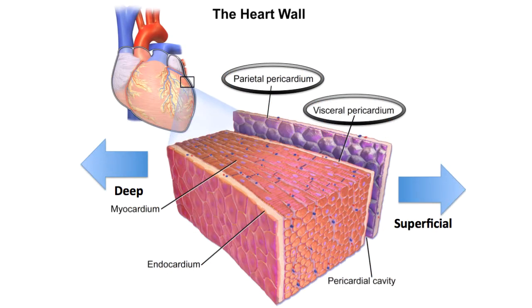Let's begin by taking a look at the heart wall. Moving from superficial to deep, the heart layers begin with the parietal pericardium. Just below the parietal pericardium is the visceral pericardium. Between these two layers is the pericardial fluid, which functions as a cushion between the heart and the thoracic organs. Below the pericardium is the myocardium. And finally, the deepest layer is the endocardium.